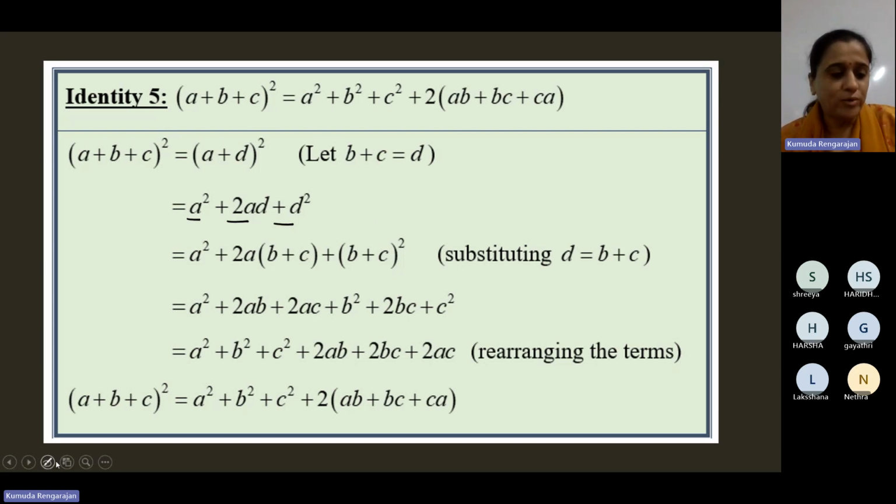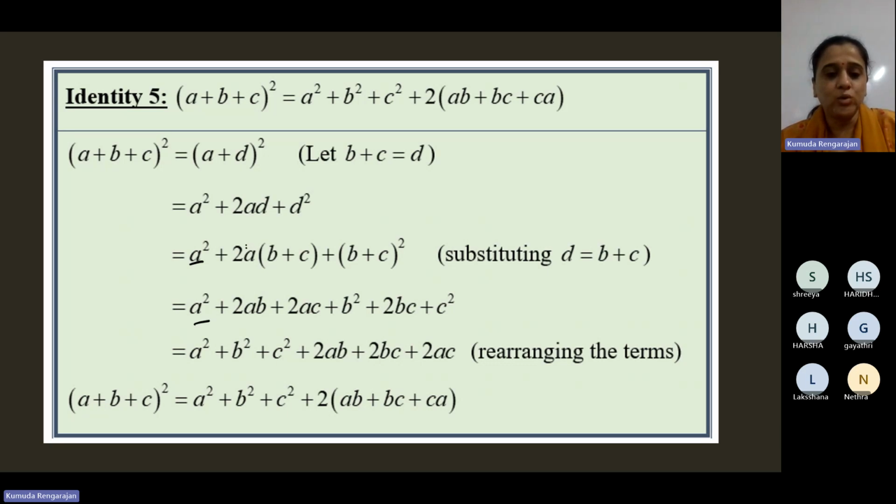Okay. Now put it back. What is d? b plus c. D is b plus c, right? So now when you have d, put b plus c. Replace d with b plus c. So a square, 2 into a into what is d? b plus c, plus d square, b plus c the whole square.